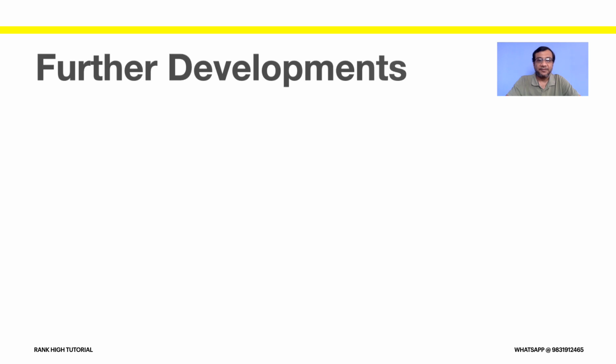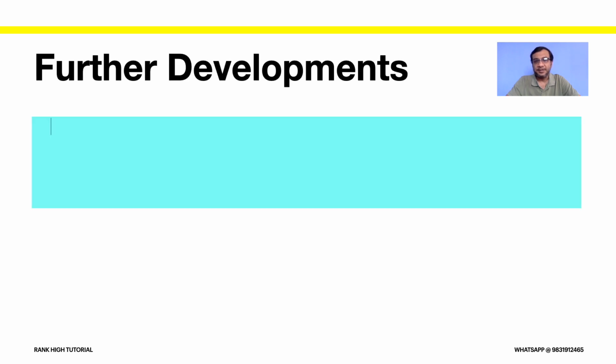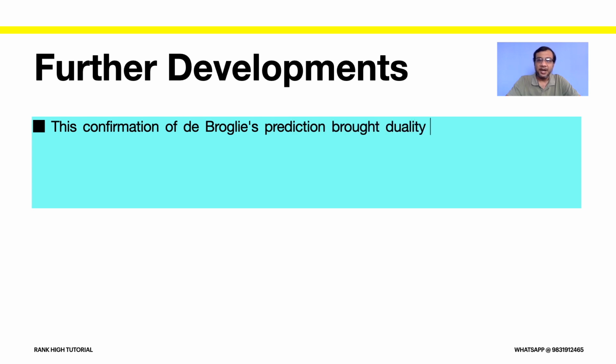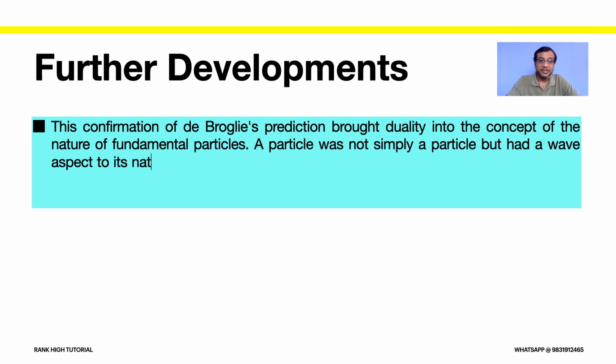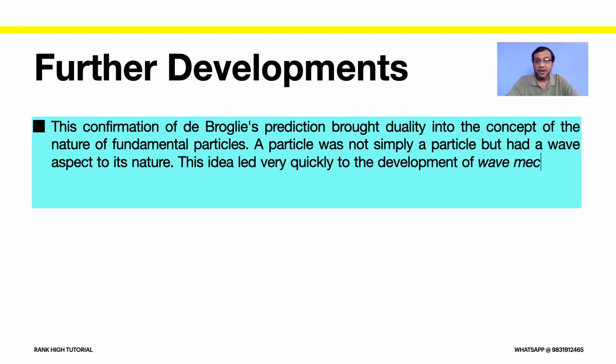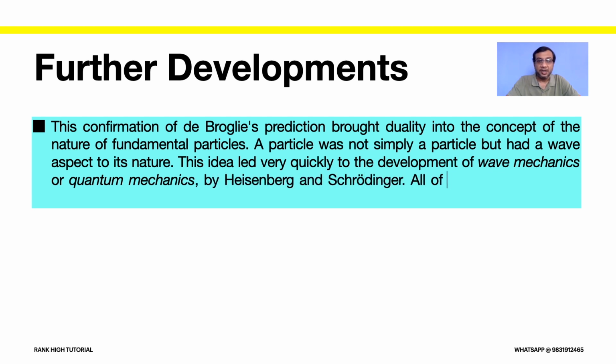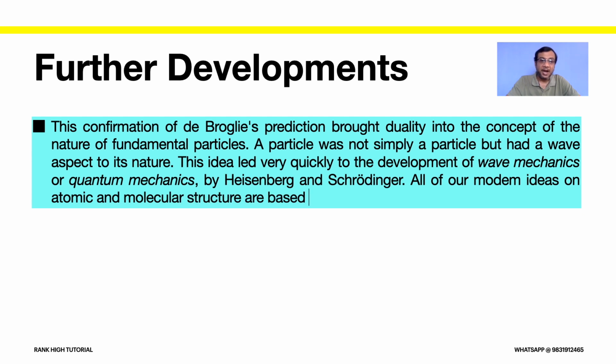Further developments after de Broglie's hypothesis. This confirmation of de Broglie's prediction brought duality into the concept of the nature of fundamental particles. A particle was not simply a particle but had a wave aspect to its nature. This idea led very quickly to the development of wave mechanics or quantum mechanics by Heisenberg and Schrödinger. All of our modern ideas on atomic and molecular structure are based on wave mechanics.